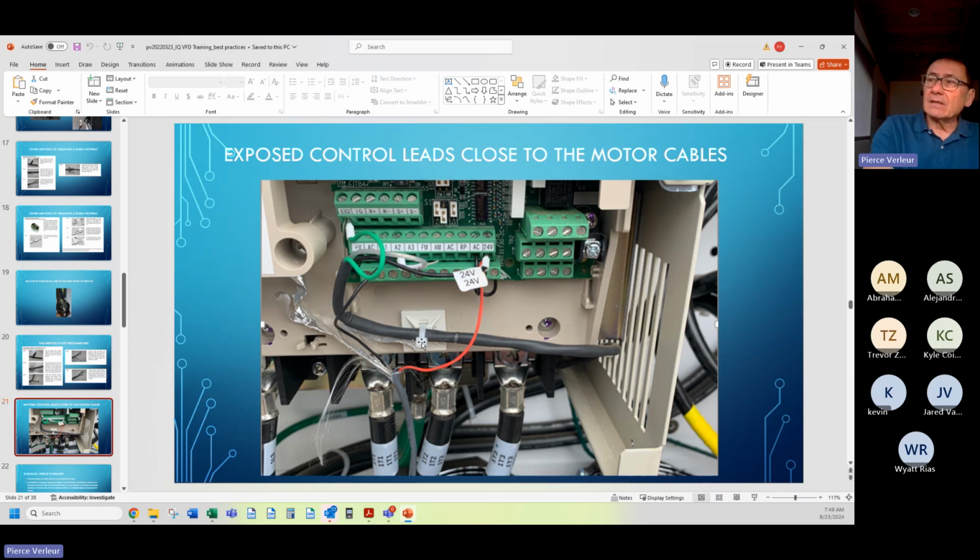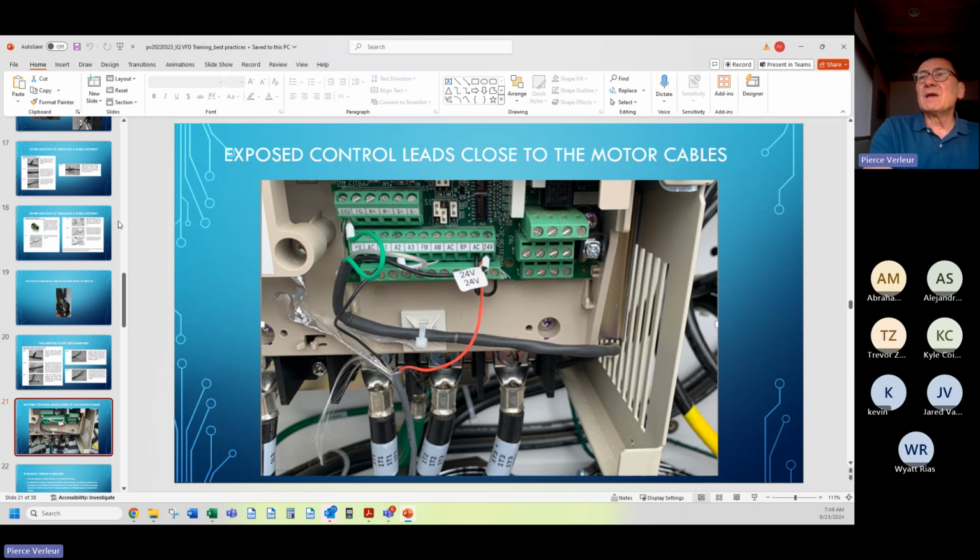Here's another thing I want to point out. Look at how much exposure these conductors have. These are your two analog conductors. They're right next to the motor T leads. There's all sorts of pulse width modulation broadcasting off of this.